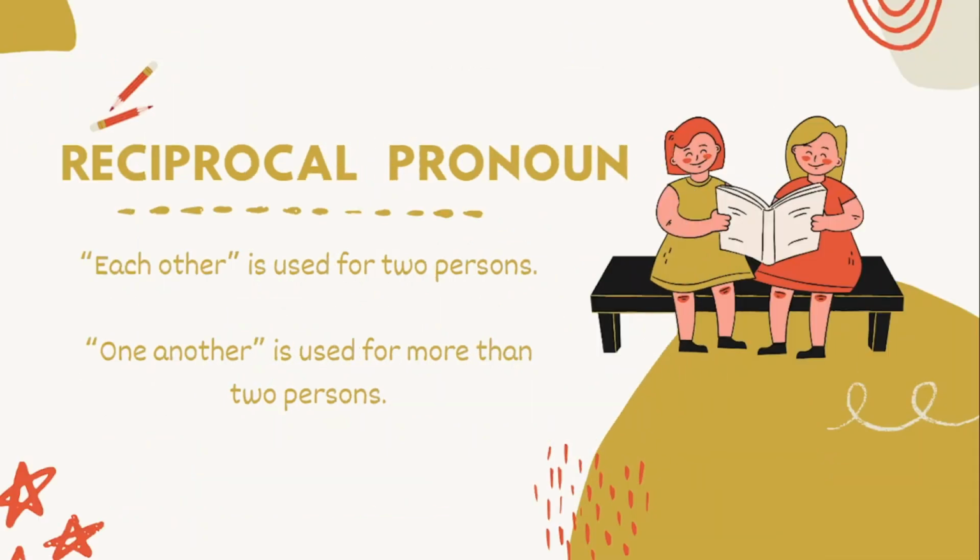To show the mutual relationship between two persons, each other is used. To show the mutual relationship more than two persons, one another is used. Let us discuss these with examples.